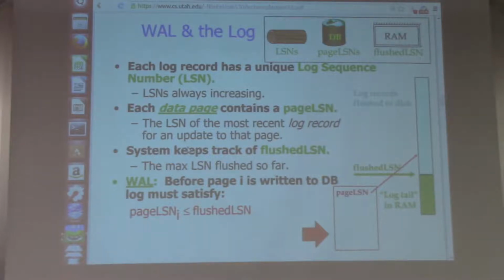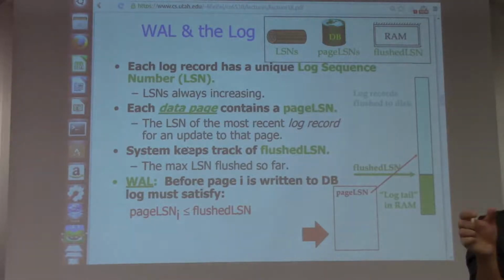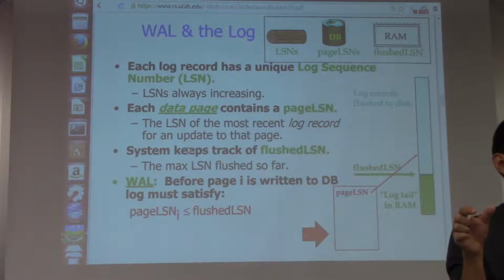Of course, they may be the same, because the buffer manager may have pushed that dirty page to disk, and when that has happened, the pageLSN of these two pages, which is essentially the same page, are now consistent.